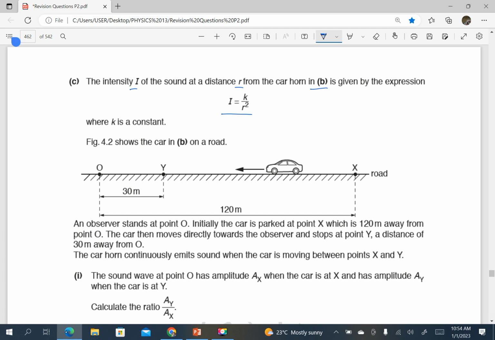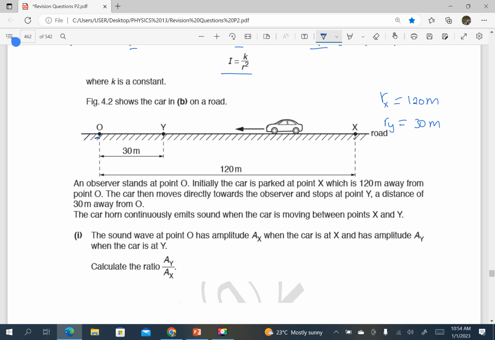So if the car is at X, at point O, the distance r is equal to, when the car is at X and the observer is at point O, the distance from X to O is 120 meters. When the car is at point Y and the observer is still at point O, the distance is 30 meters. An observer stands at point O. Initially, the car is parked at point X, 120 meters away from point O. So the distance Rx is 120.